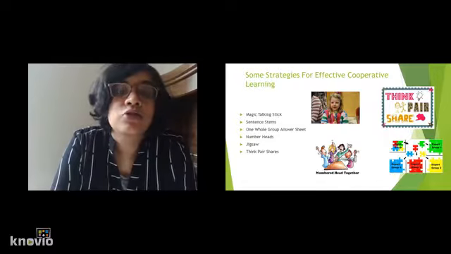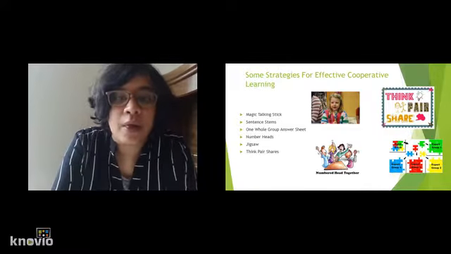Jigsaw. Each student has a specific part they are investigating for the group project. I like this strategy as it allows time for ELL students to think and process before coming together to share out as a group. Think, pair, share.